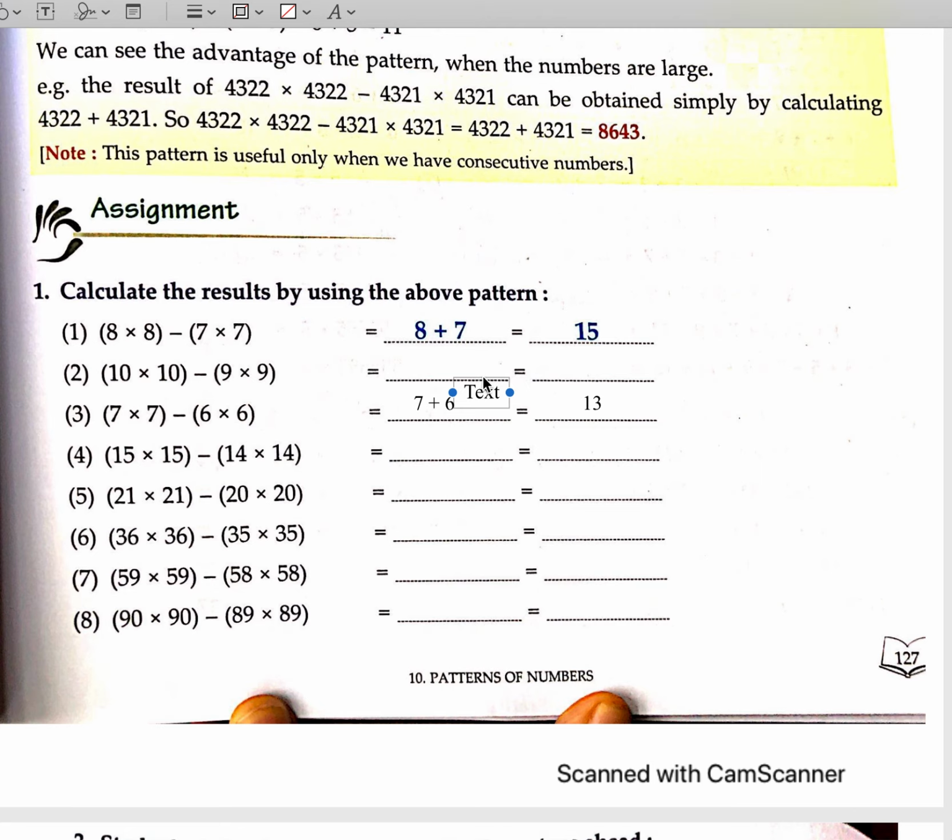Next हम करेंगे 21 into 21 minus 20 into 20. यहाँ पे दो consecutive numbers है and इसका pattern है 21 plus 20 which is equal to 41.